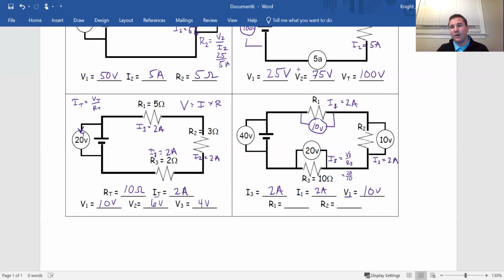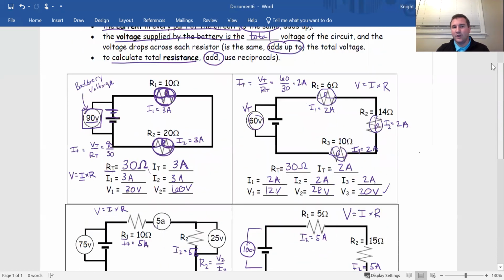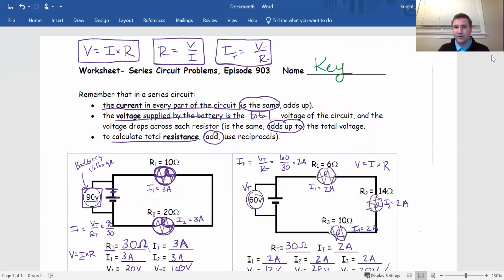And actually, this is the same problem twice, but resistance is equal to voltage divided by current. That's the third version of Ohm's law. We have a voltage, 10 volts, and a current of 2. And here again, we have a voltage of 10 volts and a current of 2. 10 divided by 2 is 5 ohms and 5 ohms. Those ones are the same. They have the same voltage and they have the same current, so they have to have the same resistance too. So there's that, right? A little combination of Ohm's law and knowing what's going on in series circuits.